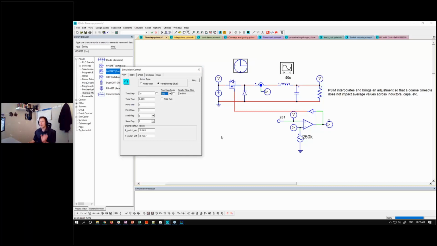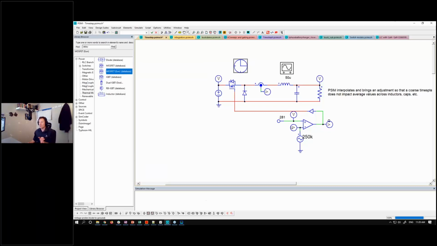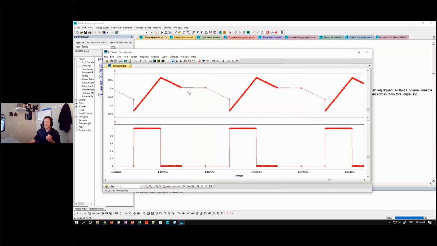What the dual step engine does is, PSIM knows when the devices are turning on and off, because these are ideal switches. We're sending an on-off signal, so we know that exact moment, and the engine will switch to a smaller time step at that point. So here we are running again with a very small time step at those transitions.